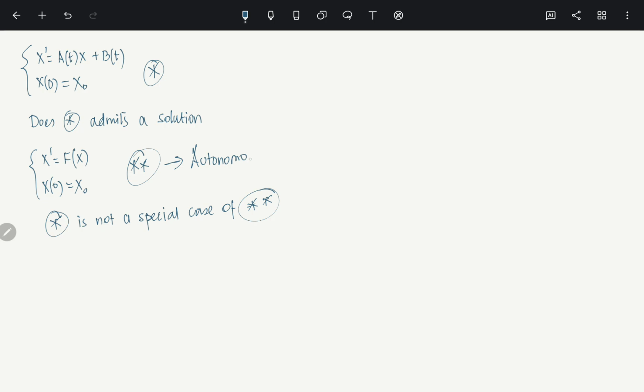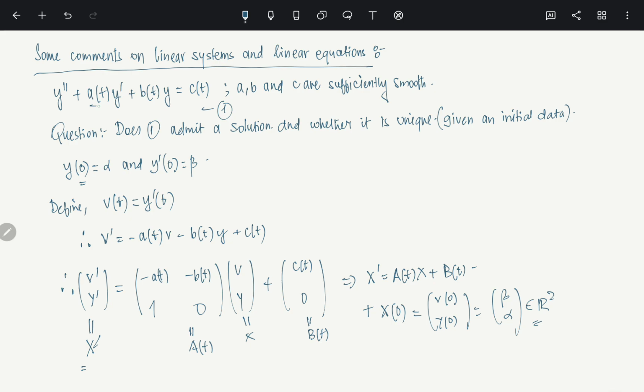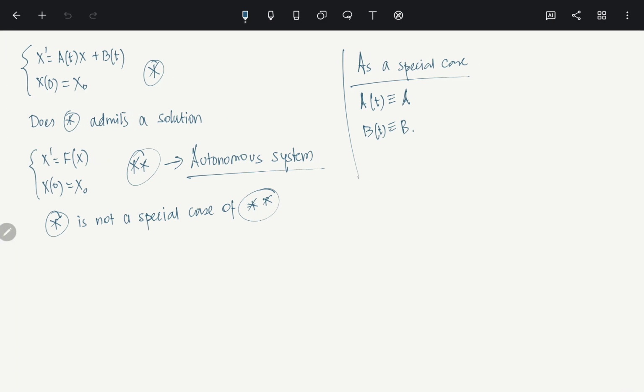We call this sort of system an autonomous system. Autonomous systems are fairly easy to work around. So let's say that here in star, as a special case, we assume that a of t is independent of t. So it is a constant a, and b of t is also a constant, let's say some b. Essentially, these coefficients are all constant coefficients, they are not variable. In that case, what can we say? At is a and bt is b.